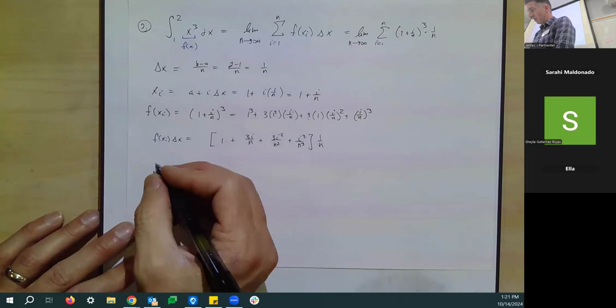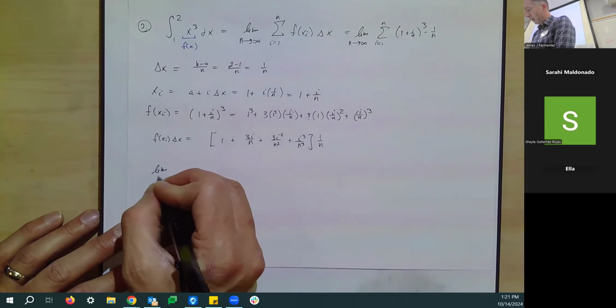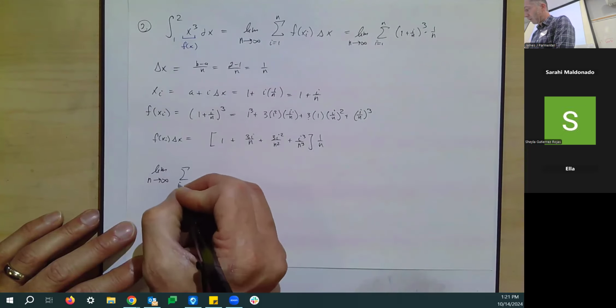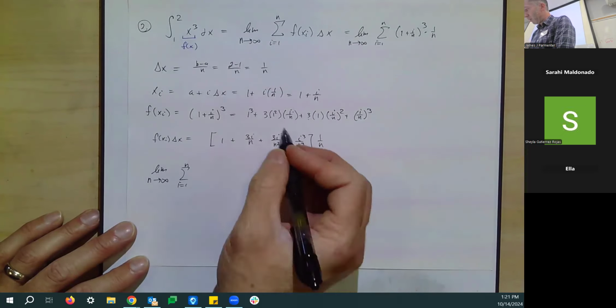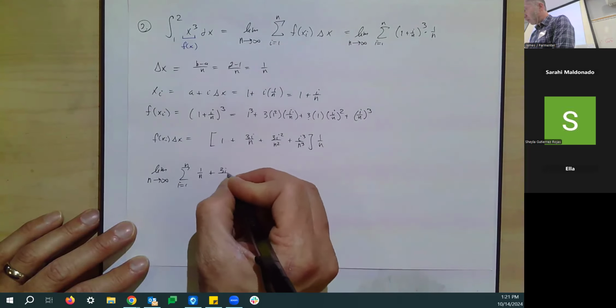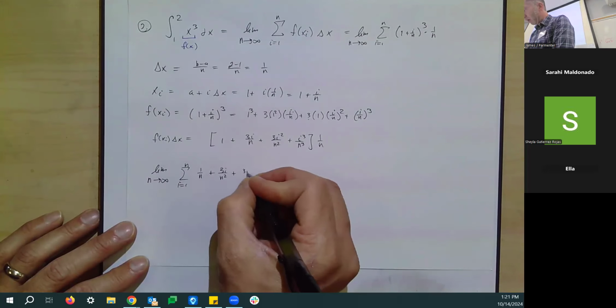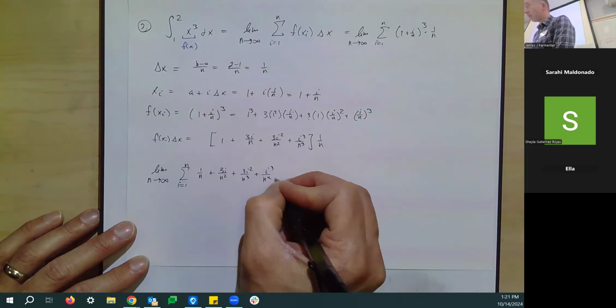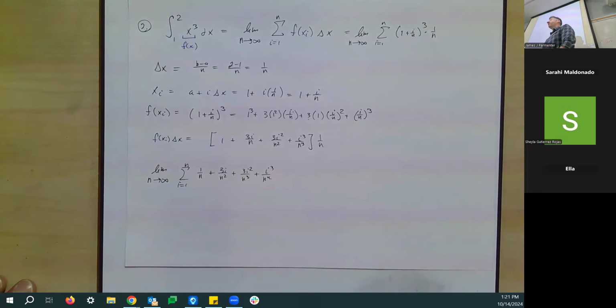And so then we can say that our limit definition is going to be the limit as n goes to infinity of the sum from i equals 1 to n. Multiplying this through, we're going to get 1 over n plus 3i over n squared plus 3i squared over n cubed plus i cubed over n to the fourth. And we see that lovely pattern that I always like to look for, which is that every power of n is 1 larger than every corresponding power of i. If you don't see that, you've probably made a mistake if you're doing this kind of problem.